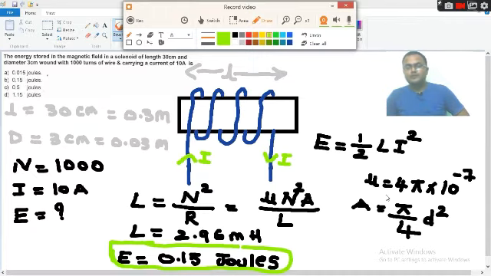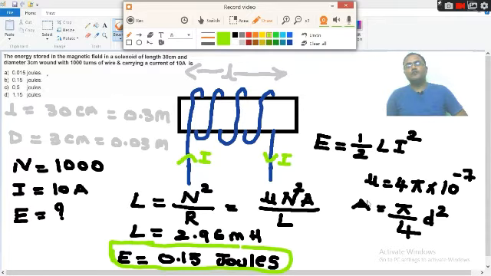So therefore mu is equal to mu naught into mu R. So mu R is equal to 1 means mu is equal to mu naught, which is 4 pi 10 to the power of minus 7. See, now we need to find what is the area of this solenoid. A is equal to pi r square, but r is equal to d by 2, means we will get pi by 4 d square, where d is the diameter of the core. So if you substitute all these values in this, we will get finally L is equal to 2.96 millihenry.